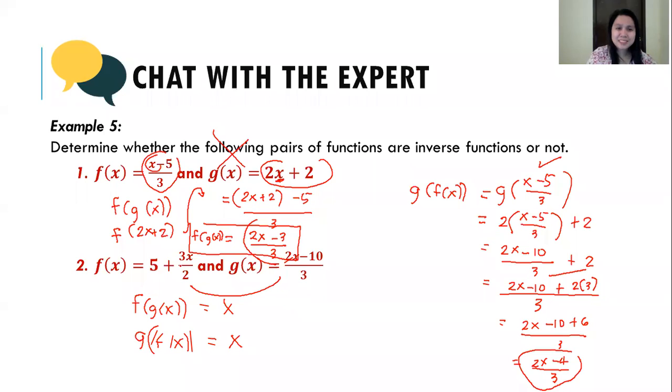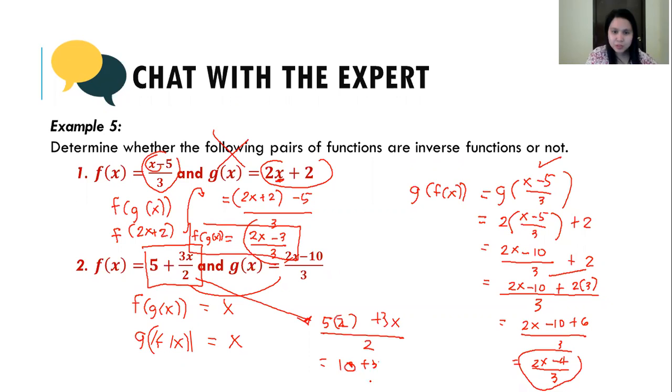Actually, there's also one way to say it. If you write it as a single equation, this is 5 times 2 plus 3x over 2. That's 10 plus 3x over 2. You see here, 2x, denominator goes with x, coefficient goes to the denominator, plus 10 minus 10. So they are inverses of each other.